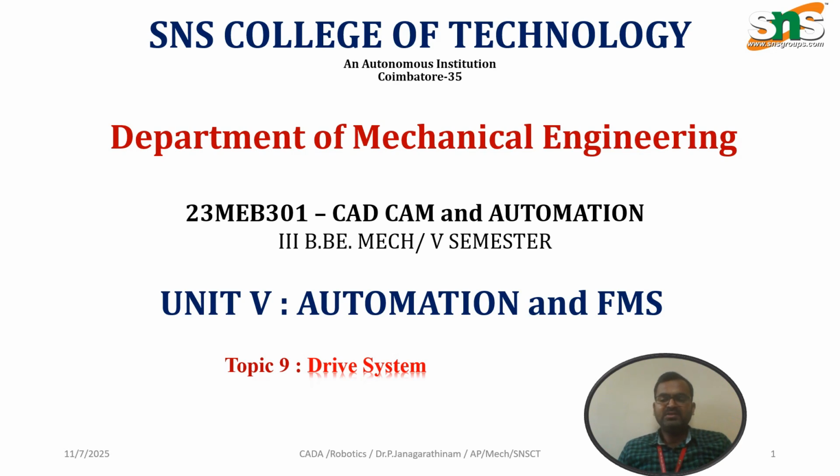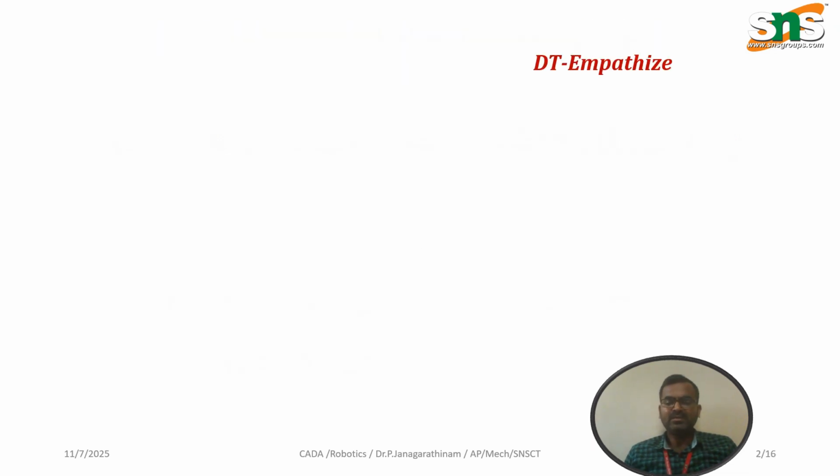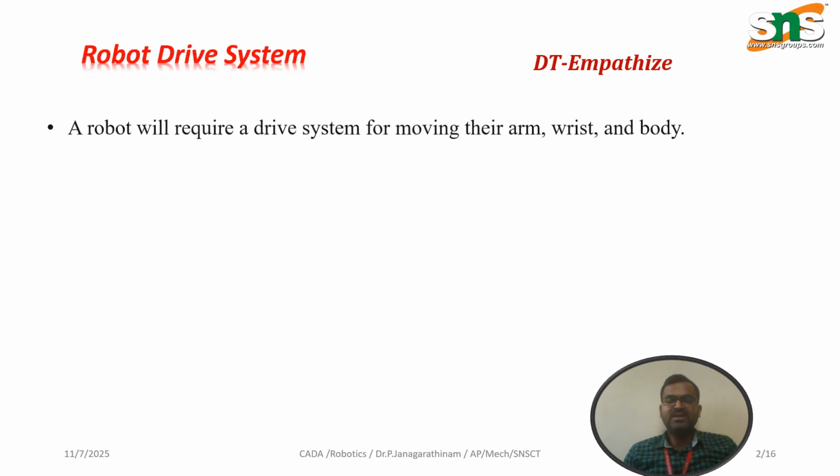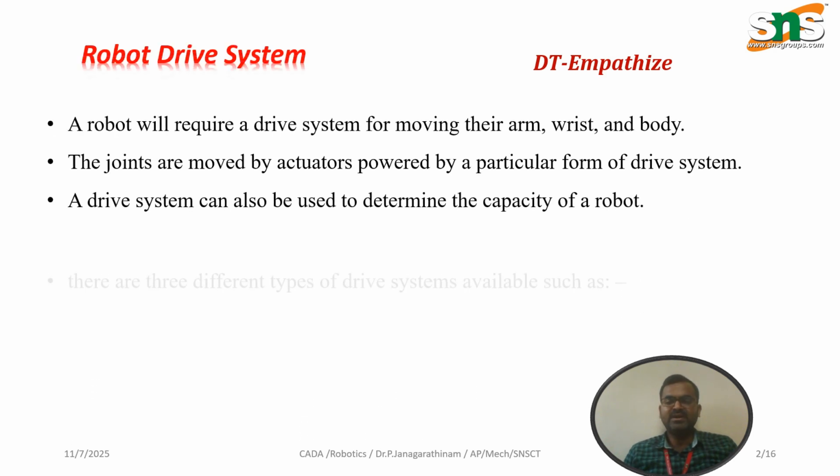In my previous video series, I already discussed the robotic system and how we are implementing automation and flexible manufacturing systems. Today, I am going to discuss what kind of robotic systems are used in our implementation of automation, as well as how we are driving that kind of robotic system. Today I'm going to discuss it elaborately. So this is the robotic drive systems.